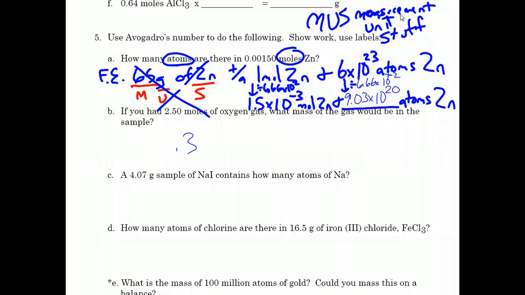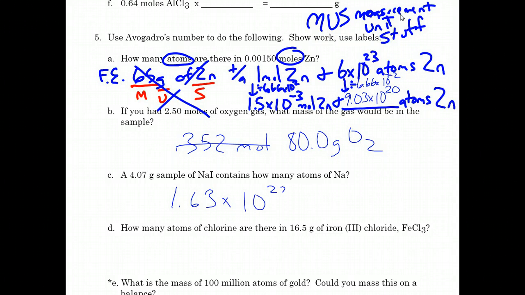This is 0.352 moles of, oops, sorry. I was looking at number 4. This is 80 grams of oxygen, and part C is 1.63 times 10 to the 22nd atoms of Na.